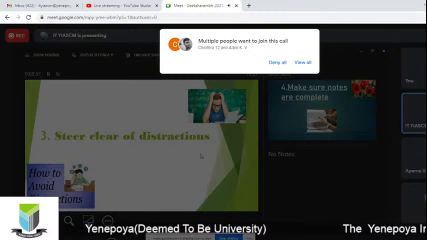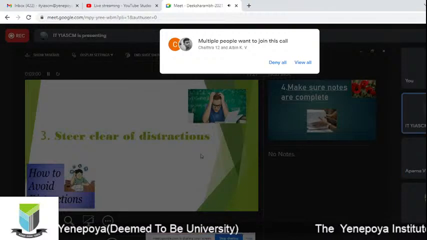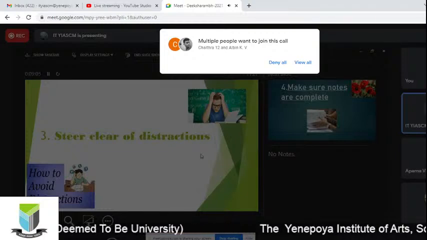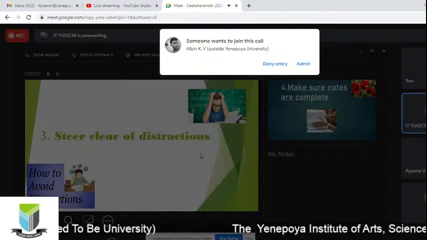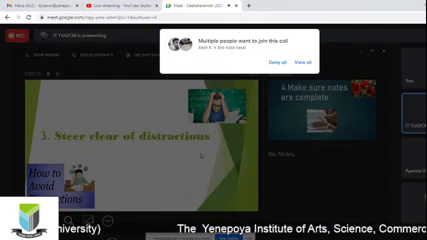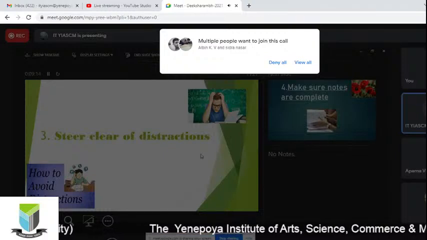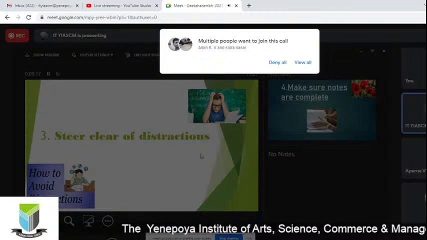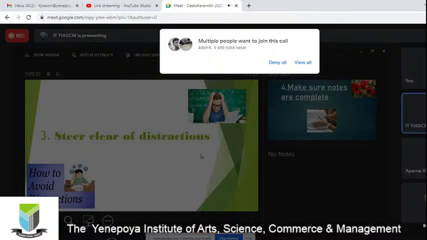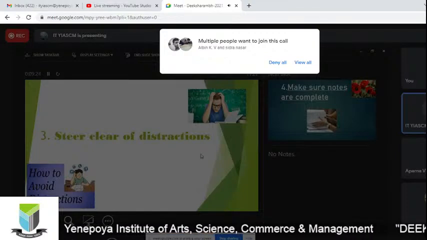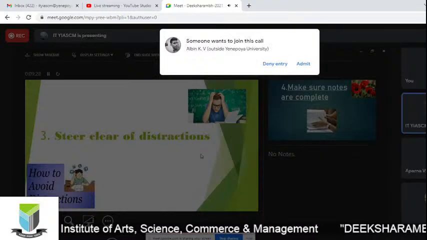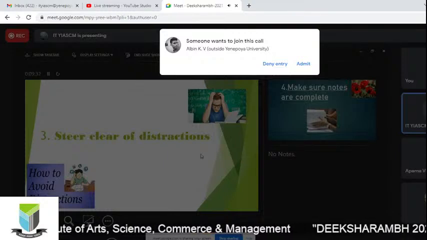Okay, thank you. The next, third tip in the study strategy is to stay clear of distractions. So many distractions in the class. Distractions are everywhere, in the campus, in the classrooms. We get distractions from cell phones, social media, or through friends. We must clear those distractions.